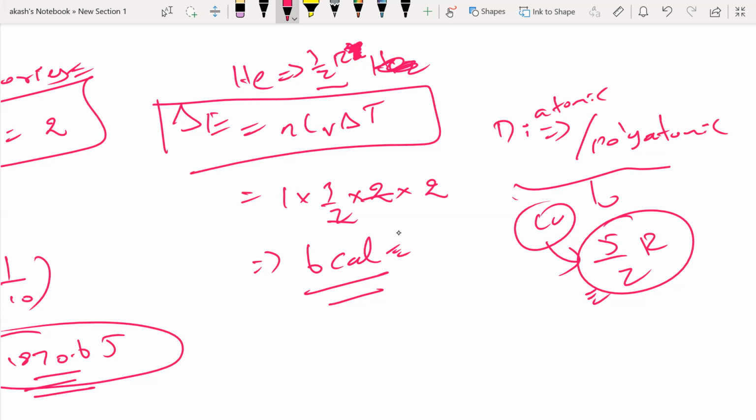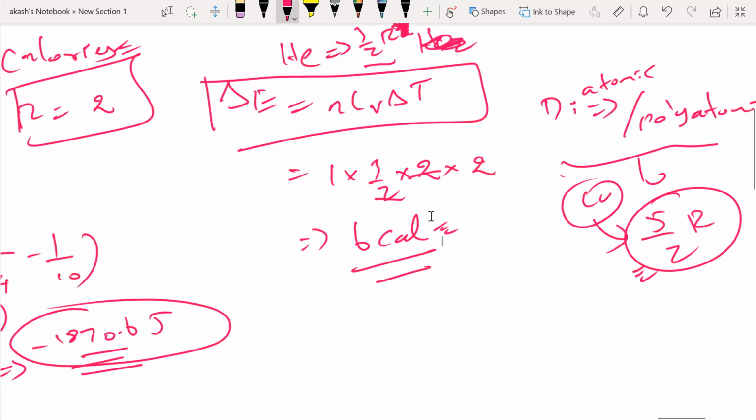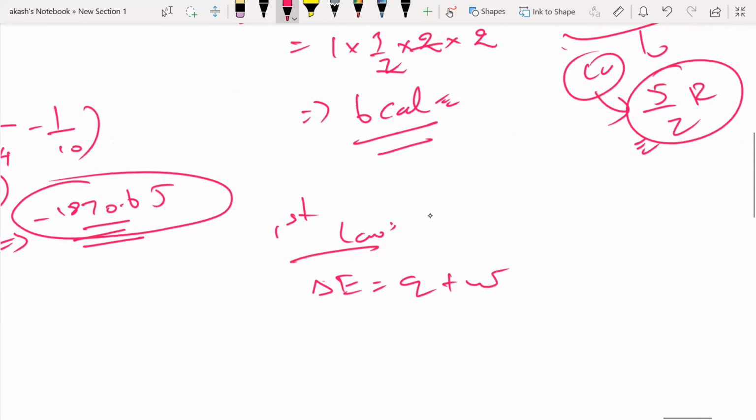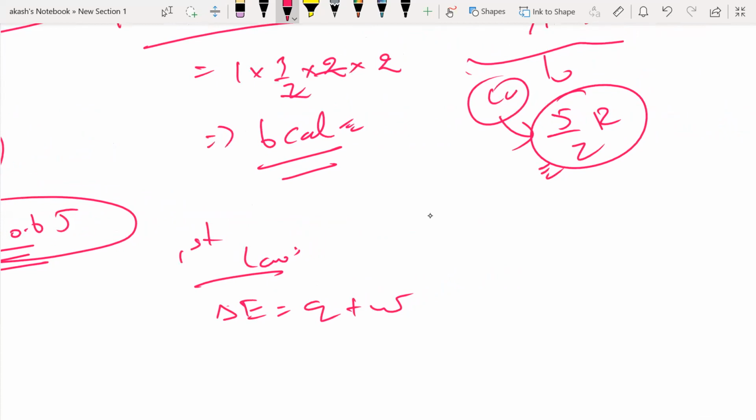Now let us move on to the first law and we'll see how we can manipulate it. So we know the mathematical equation of the first law of thermodynamics: delta E is equal to Q plus W. Before we move on to this, there is one more direct formula for W we have. That also I'll let you know.